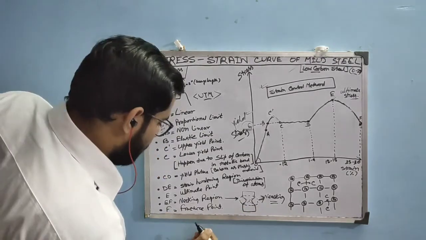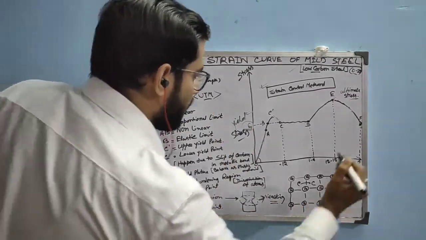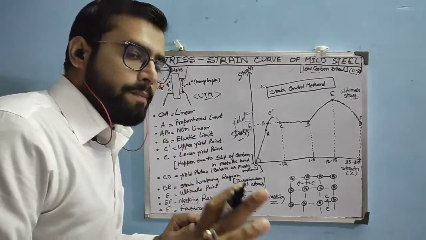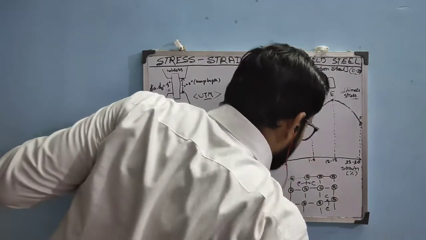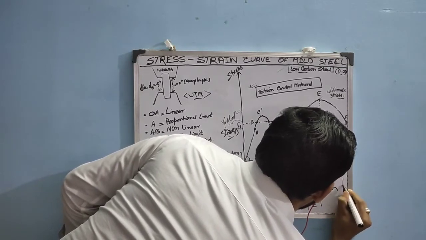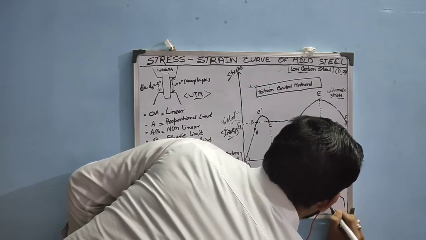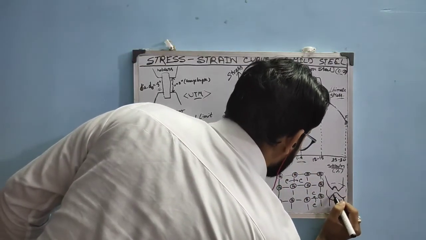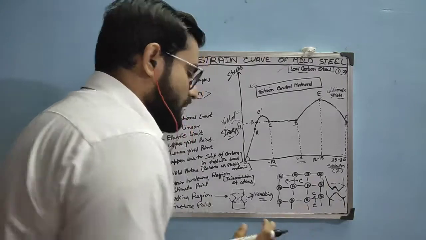After the reduction of cross section, at point F the material fails completely. That is the fracture point. We know the cup cone failure is here. This is the cone, and this is the cup. This failure is called cup cone failure. At the fracture point, the material is damaged.